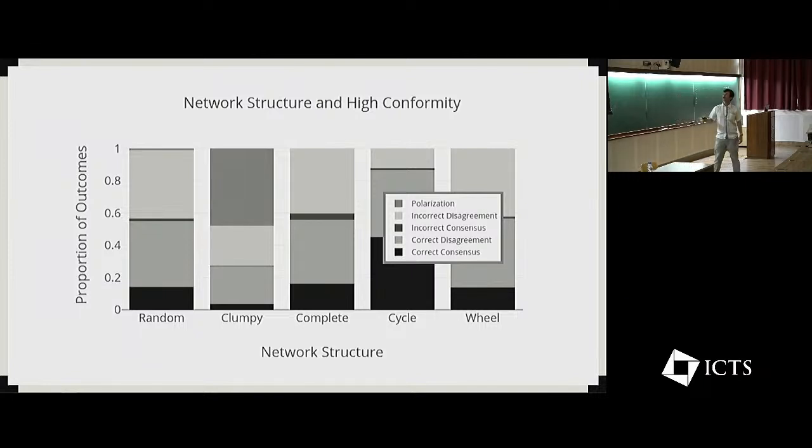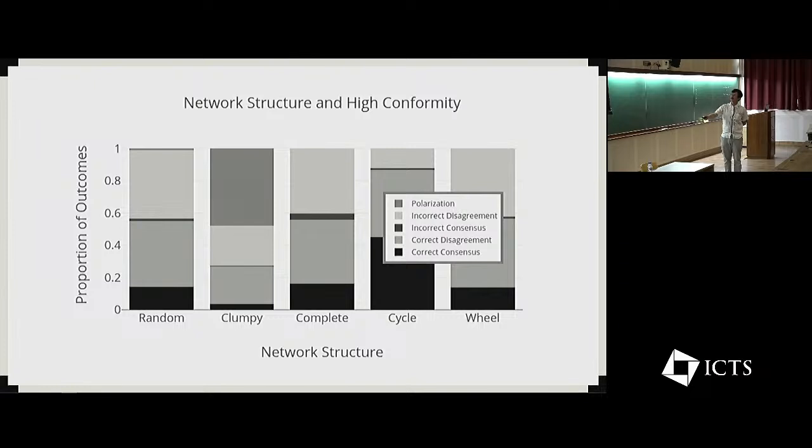So polarization is polarization in action. All of the rest of them are consensus in action, correct or incorrect, but sometimes you have consensus in action and disagreement in belief. No. So correct disagreement means correct action, but you disagree in your beliefs. And similarly, incorrect disagreement means incorrect action and disagreement on your beliefs.